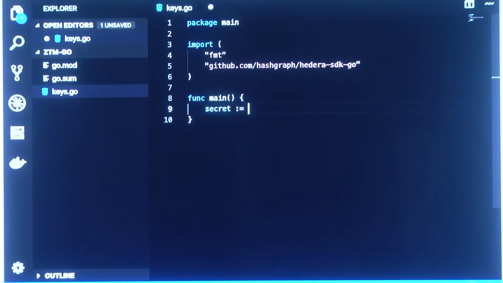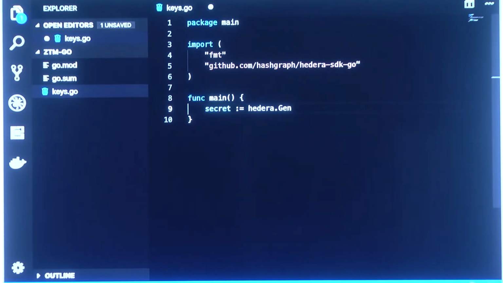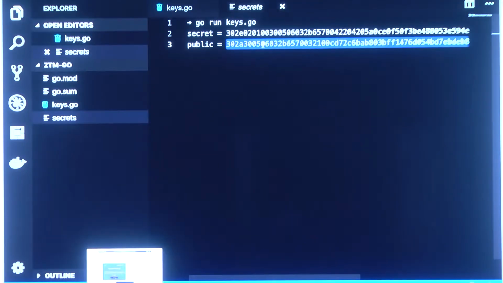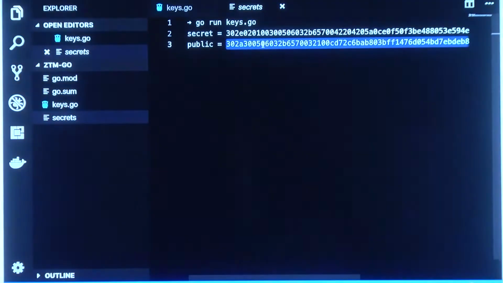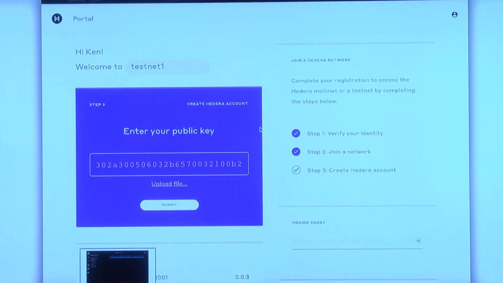So now I'm creating a secret key, and this is as simple as calling the Hedera client and asking it to generate a secret key for me. We can skip forward a little bit. Grab the public key, because I need it when I jump back into the portal and drop it into the public key spot. Now click the submit button.